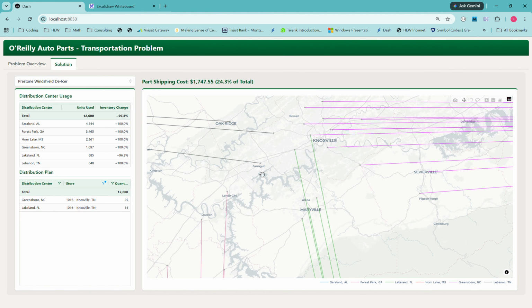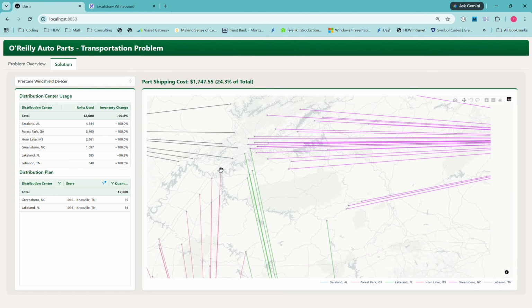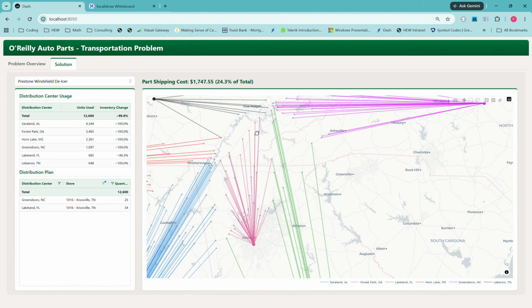And so this may or may not be something that we want to achieve. We could potentially expand on this model a little bit and say, well, for any given store, we only want one distribution center to service it. That would be a slightly different model that we would have to solve, but we could potentially consider that for a follow-on video.